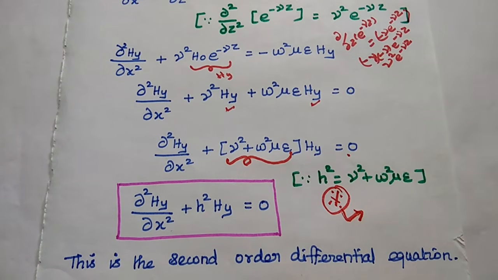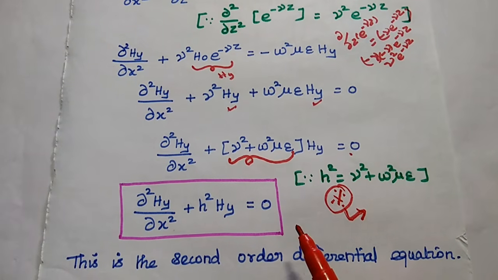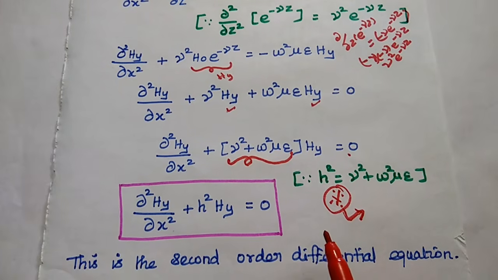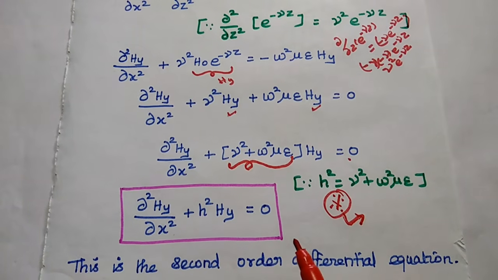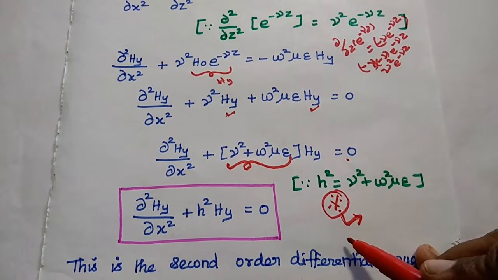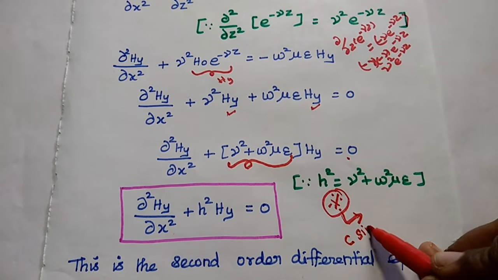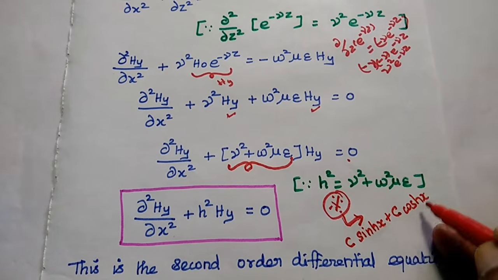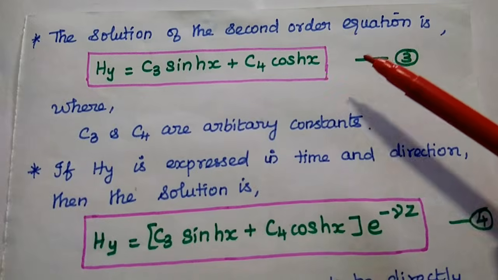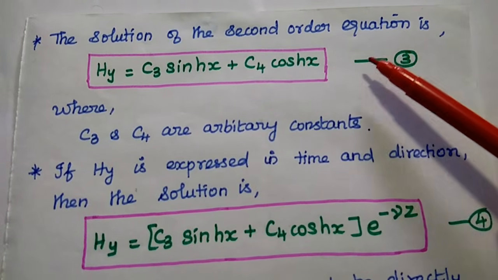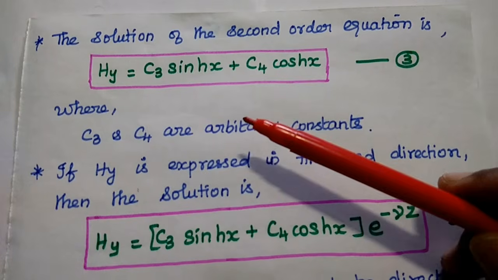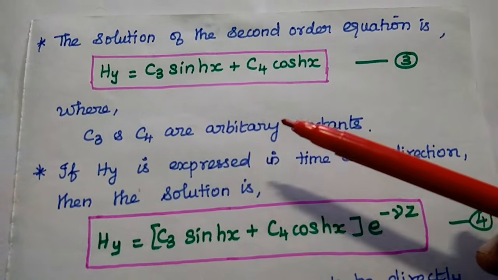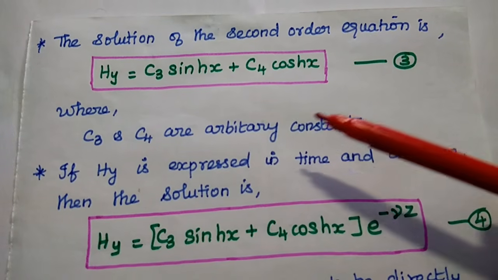Okay. So here this is the general wave equation for TM waves. It is a second order differential equation. So we are going to solve the second order differential equation. Then we get the constant value sin hx plus the constant value cos hx as a solution. Then we can get the solution of the second order equation as Hy is equal to C3 sin hx plus C4 cos hx. So actually C3 and C4 are the arbitrary constants.